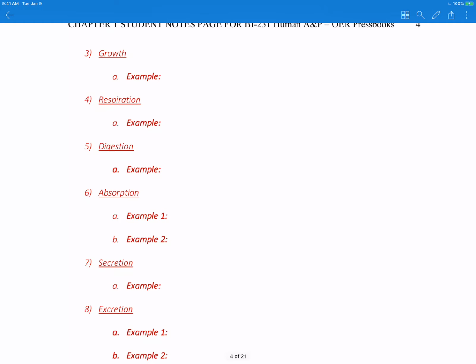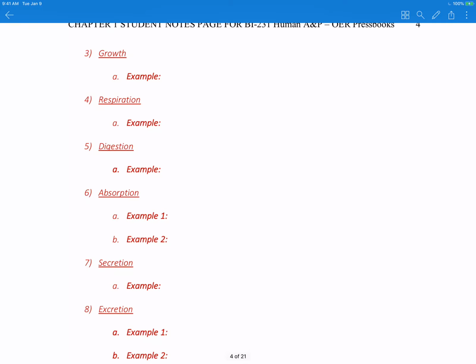The sixth major characteristic of life is absorption. Absorption is just the movement of molecules through a membrane and into body fluids that then transport them into the cell to be used. The types of molecules that are moved with absorption could be gases or nutrients, and it's pretty typical for the body to be made up of membranes through which these molecules move. Typically, we move these things into the cell, for example.